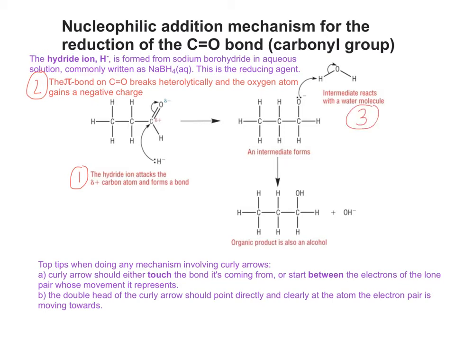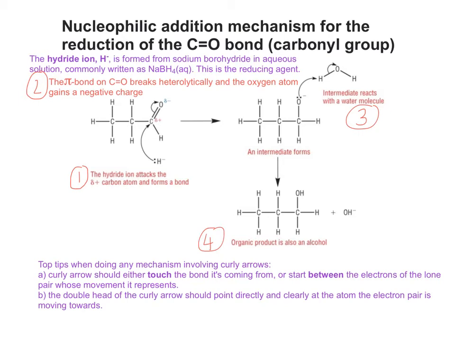The intermediate reacts with a water molecule, hence why the NaBH4 had to be an aqueous solution, because water actually gets chemically involved in this particular mechanism. So the oxygen that's now become negatively charged now has a lone pair, and a lone pair can get involved in reacting with the water, as you'd expect. And finally your organic product is formed. In this case it's an alcohol, because the species you were reducing was an aldehyde. If it was a ketone, you'd be forming a secondary alcohol. And an OH group comes off, an OH minus ion is generated.